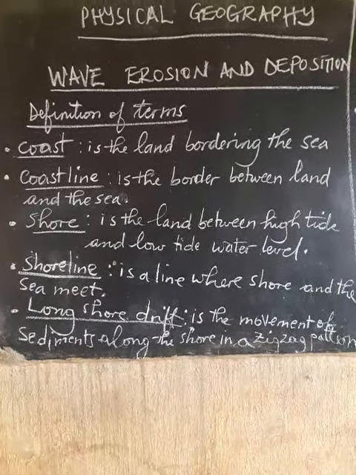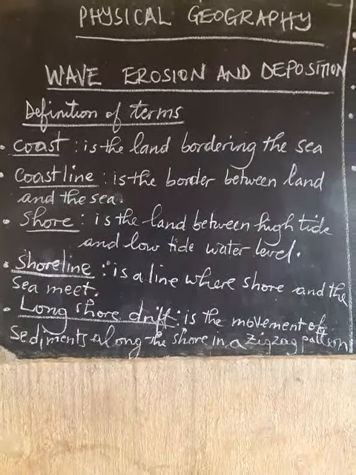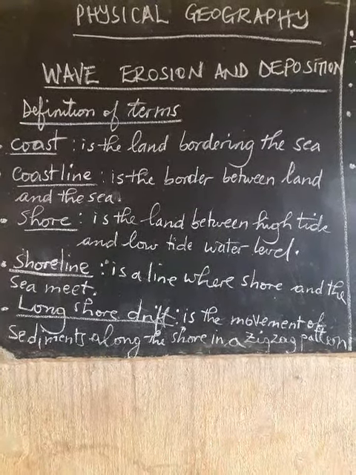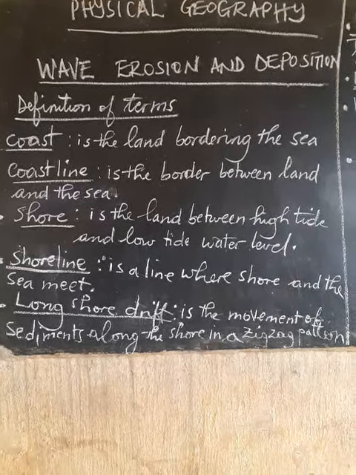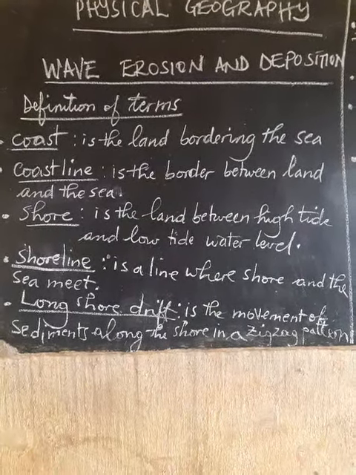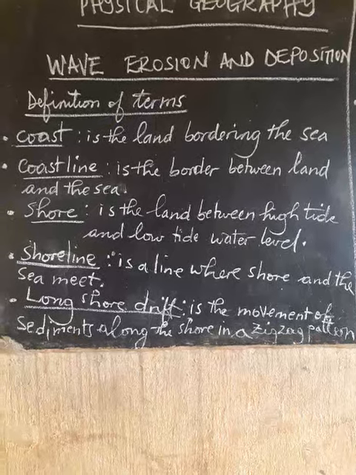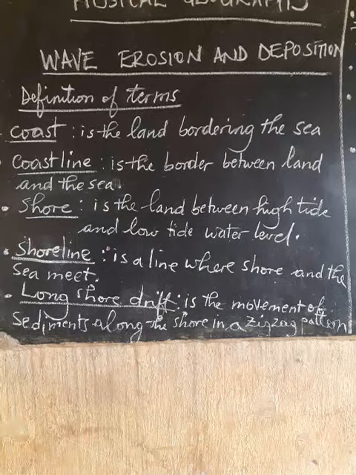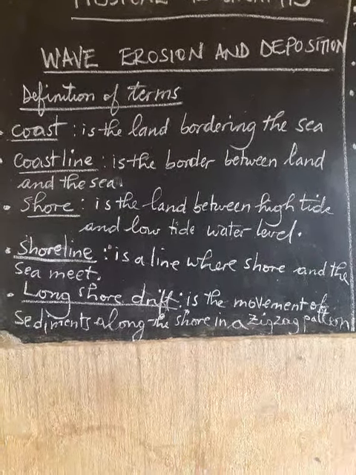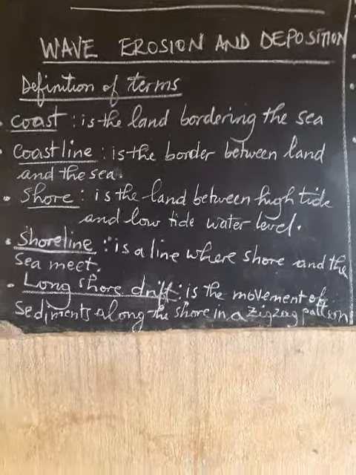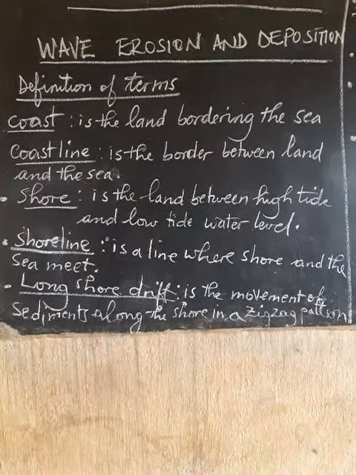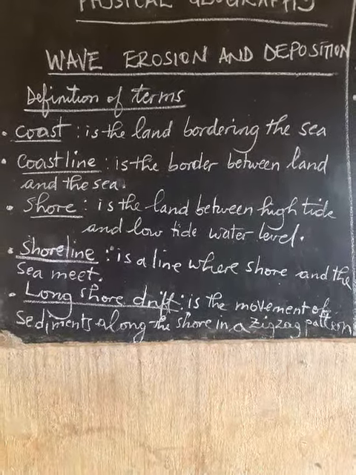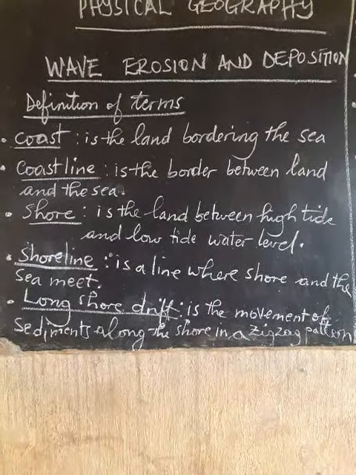Then you go to the shoreline. A shoreline is a line where the shore and the sea meet. Then you go to longshore drift. A longshore drift is a movement of sediments along the shore in a zigzag manner. So when those sediments are moving along the shore, they move in a zigzag manner. I think you know what a zigzag way looks like.